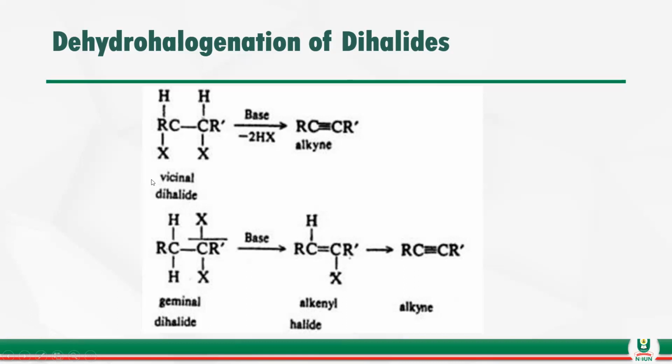Then aside from vicinal dihalide, there is also geminal dihalide. When you talk of geminal dihalide, you are talking of a situation where the two halogens are on the same carbon. You can see the difference. This is a geminal dihalide. This is a vicinal dihalide. With both of them, you are still going to use a base, and then you'll be able to get your alkyne.